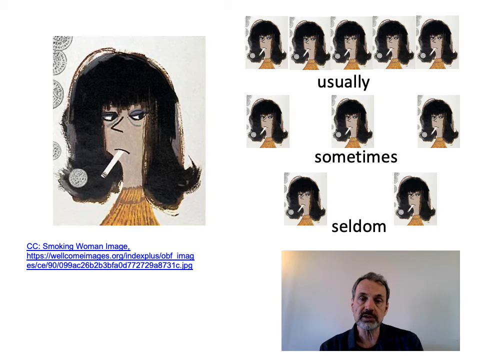Sometimes we use words that talk about how often she smokes. These are called adverbs of frequency. She usually smokes 1 pack a day. She sometimes smokes 1 pack a day, or she seldom smokes 1 pack a day. But we do know that smoking is a normal part of her life, past, present, and future.